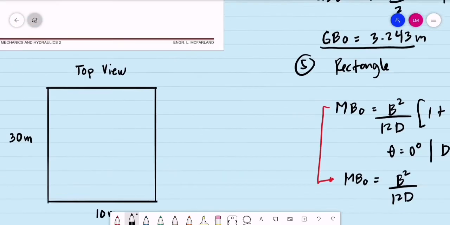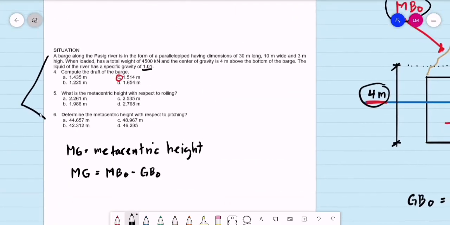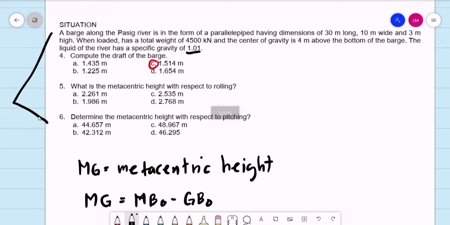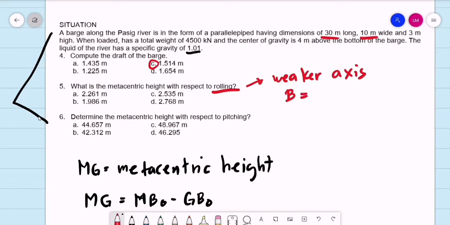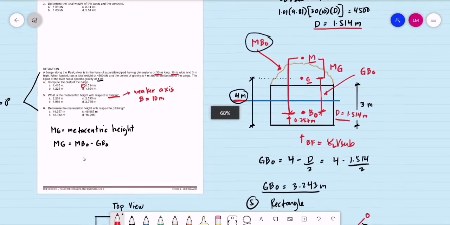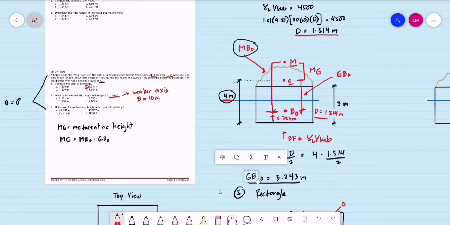Okay, question number 5 states that we are looking for the metacentric height with respect to rolling. When we say rolling, we consider the weaker axis of the floating body, along the shorter dimension. Right? 30 meters long, 10 meters wide. We assume that B will be the weaker axis, the shorter dimension. This is 10 meters, for the formula of MB sub O.